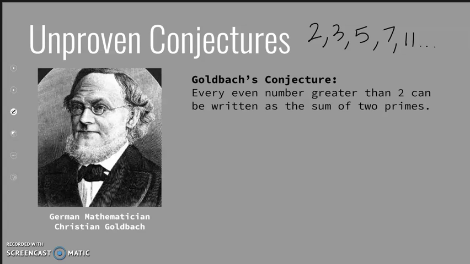Let's illustrate what his conjecture states. Every even number greater than 2, so let's start with the even number 4. Can we represent 4 as the sum of 2 primes? I think we can. 2 plus 2 equals 4. Let's look at the next even number. Can we represent 6 as the sum of 2 prime numbers? I'm seeing 3 plus 3.